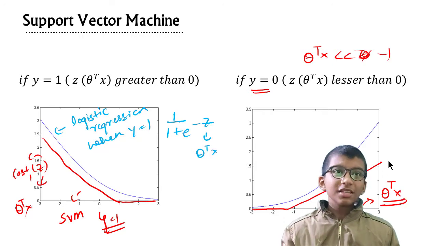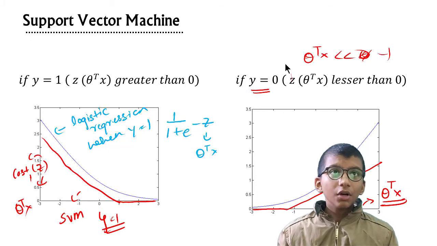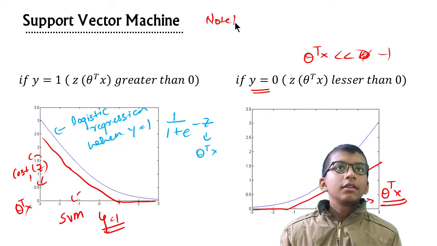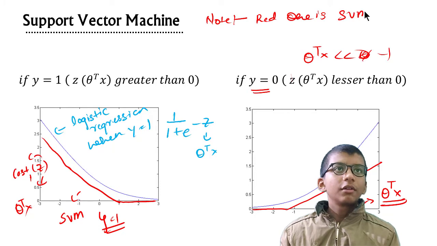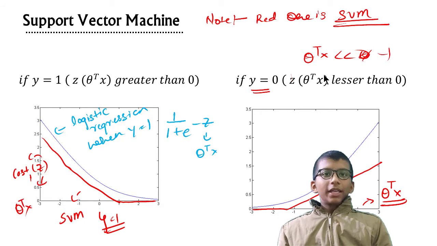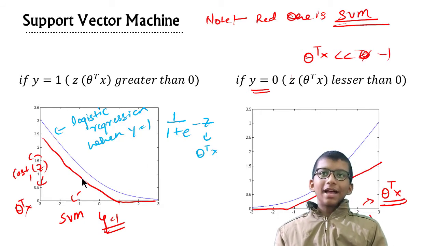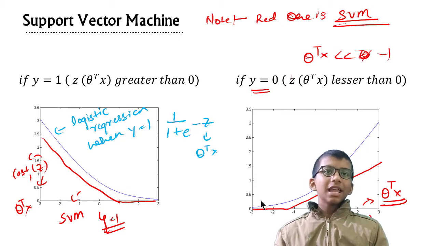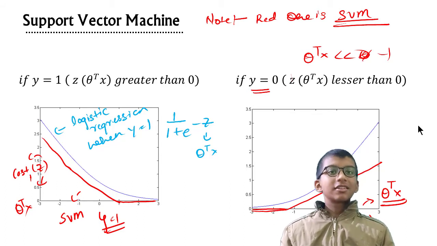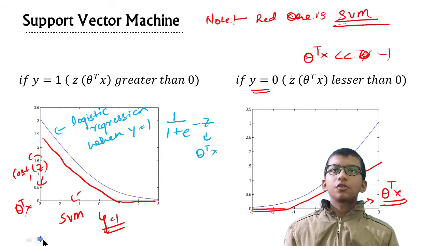This is pretty similar. It is for when y equals 0, and note that the red one marked is the support vector machine, and the blue one is logistic regression. So this was cost 0, and this was cost subscript 1 when y equals 1 and when y equals 0. It never goes down to that side. It's just flat here and going above. It's a diagram of when y equals 1 and when y equals 0.